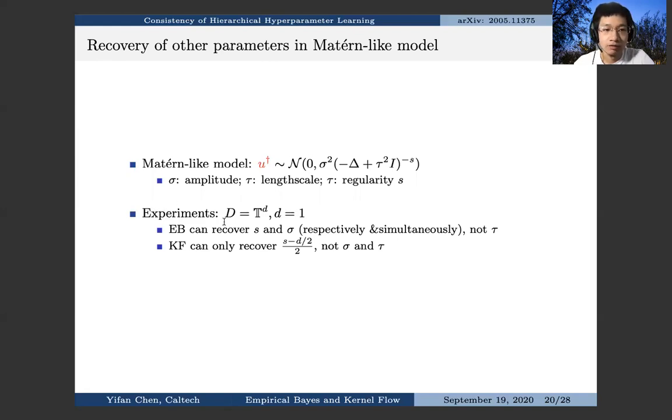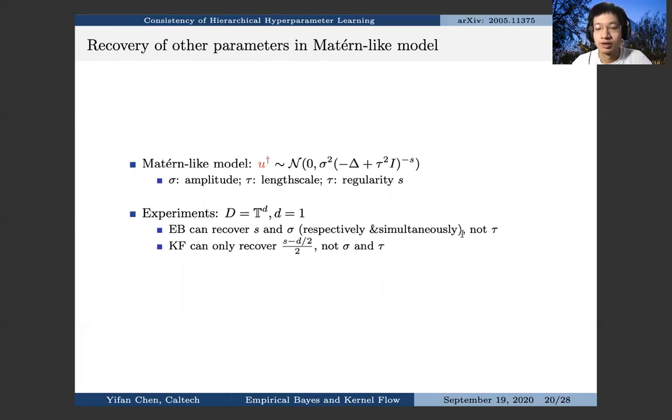We conduct experiments for D to be a torus, but with 1 dimension. Here we didn't present the details of the experiments or the figures. If you want to look at the figures and all the setup, you can look at our paper. We only give a short summary of our discovery. We found that empirical Bayes can recover both S and sigma respectively or simultaneously. Respectively means that, for example, S is fixed and it can recover sigma. Simultaneously means that both parameters are unknown and you do joint optimization to recover them.